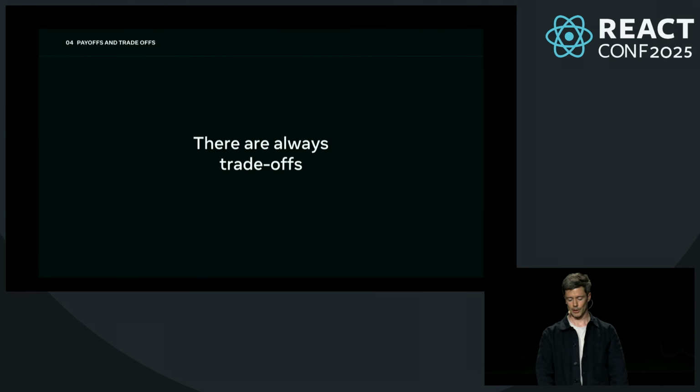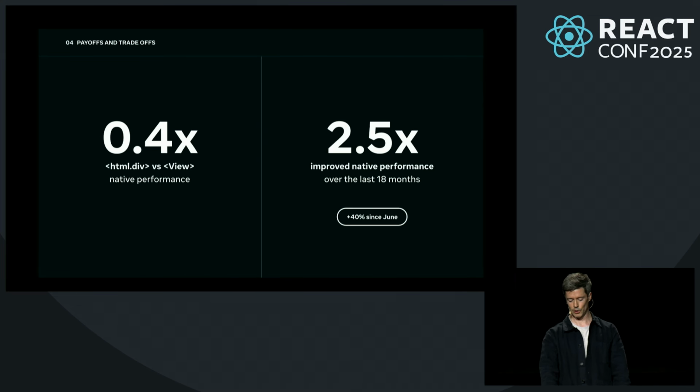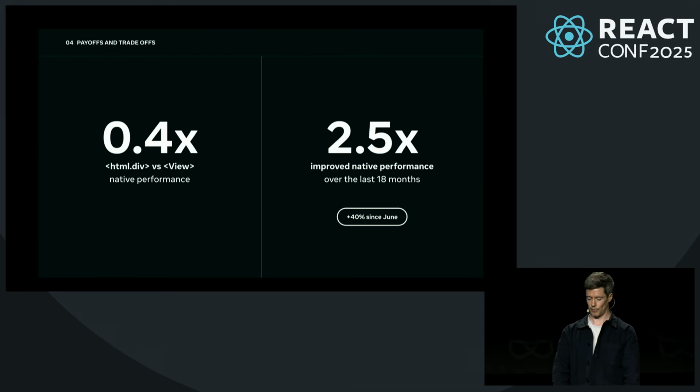So unifying React code in this way brought many benefits, especially for the web, but it's also had some trade-offs. The most significant trade-off is the runtime cost on native of polyfilling so many missing features in JavaScript. Adding these extra capabilities to native means that rendering a div is about half as fast as rendering a view.